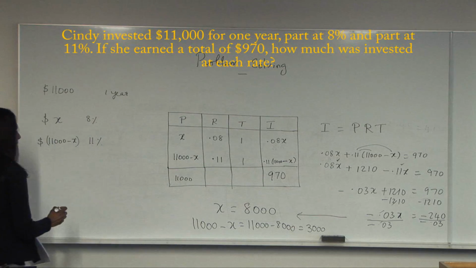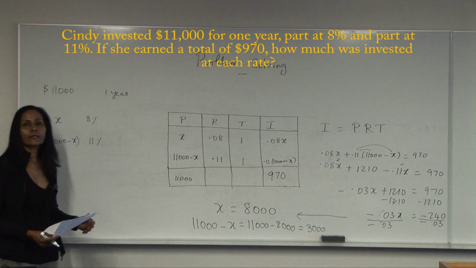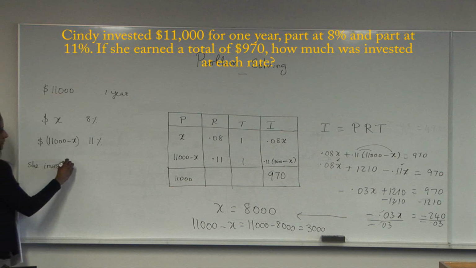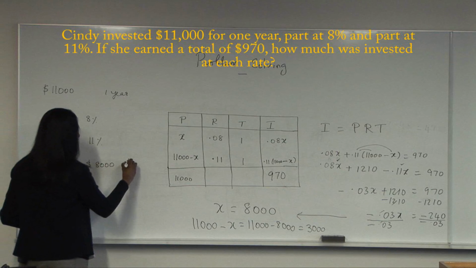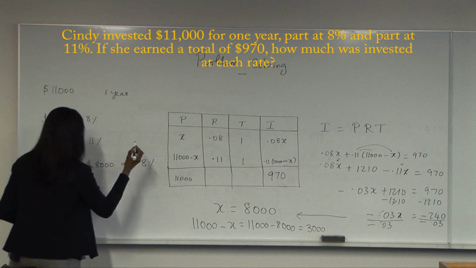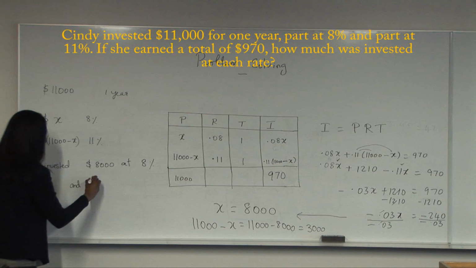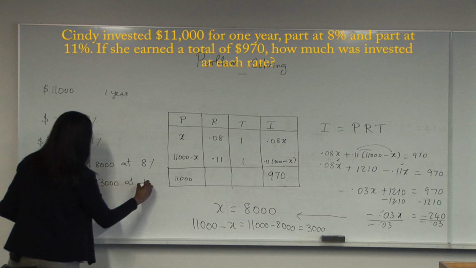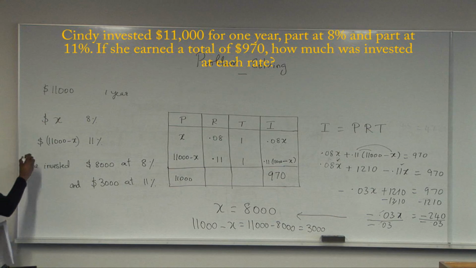So now we found out how much she invested in each rate. So you can write she invested $8,000 at 8% rate, and she invested $3,000 at 11%. Okay, so that's your answer.